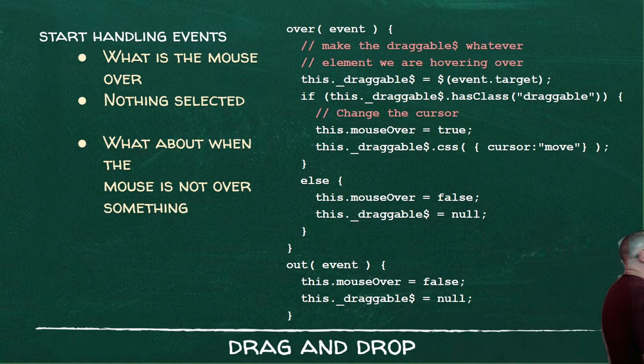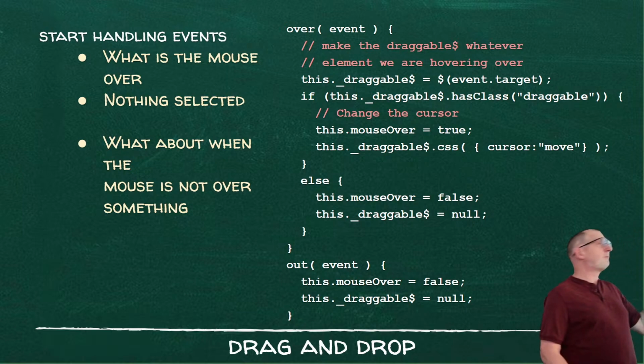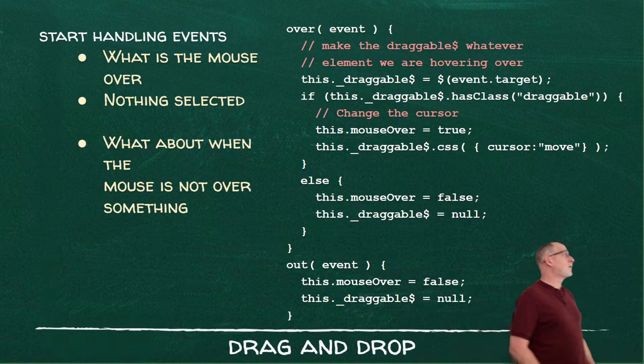So here's where I trick for that. I also changed the cursor. Again, CSS has a nice way to change CSS all at once. And I'm going to undo those things if I don't succeed, like if I don't have that draggable class.